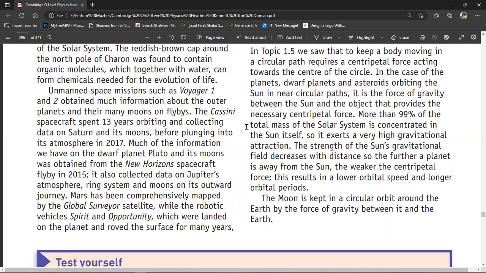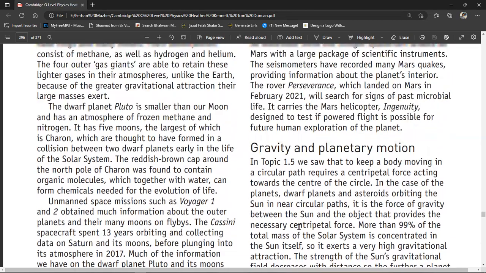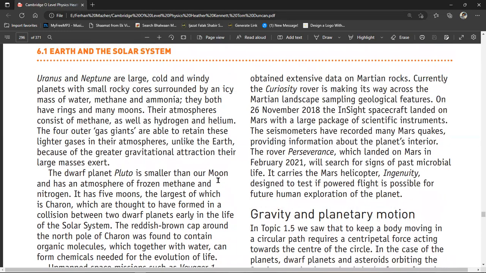It also collected data on Jupiter's atmosphere, ring system, and moons on its outward journey. Mars has been comprehensively mapped by the Global Surveyor satellite, while the robotic vehicles Spirit and Opportunity, which were landed on the planet and roved the surface for many years, obtained extensive data on Martian rocks.